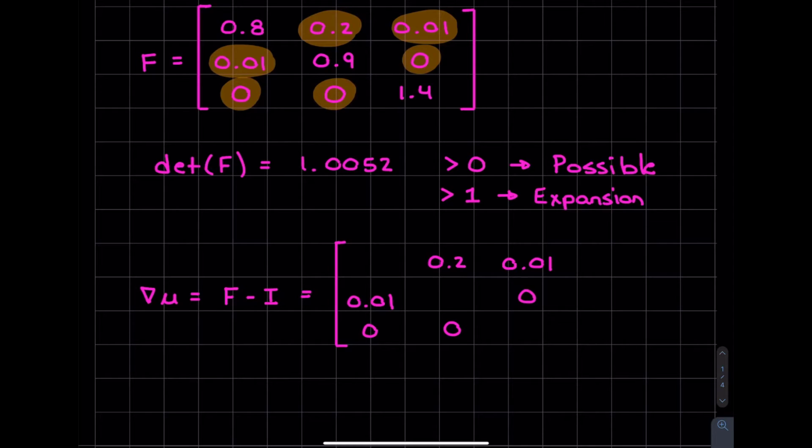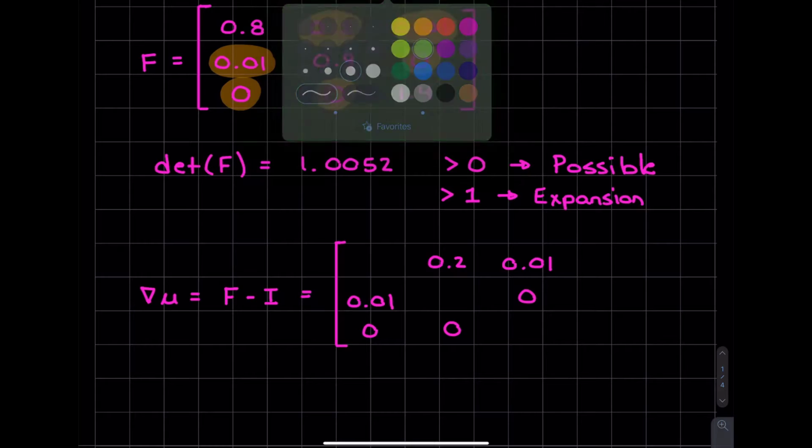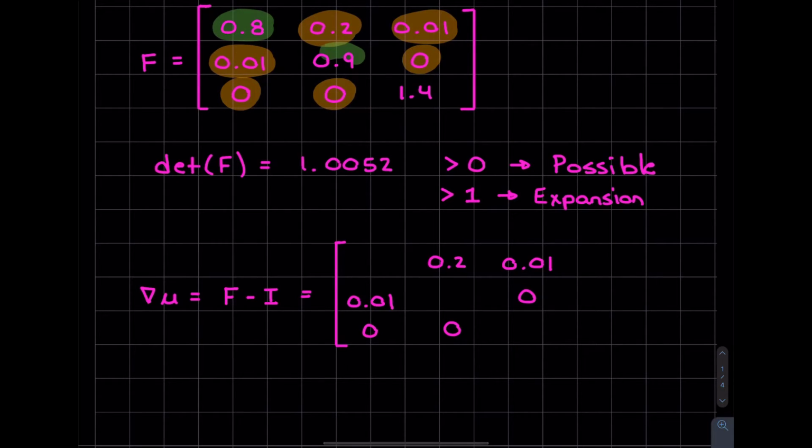Now, what do we do with those diagonal components? Well, we're subtracting the identity matrix. And if you guys remember, the identity matrix is just a diagonal matrix where the diagonal entries are 1, 1, 1 for 3 by 3. So all we're going to do is take each one of these diagonal components, and I'll highlight them in green, and subtract 1 from each one. So 0.8 minus 1 gives us negative 0.2. 0.9 minus 1 gives us negative 0.1. And finally, 1.4 minus 1 leaves us with just 0.4.